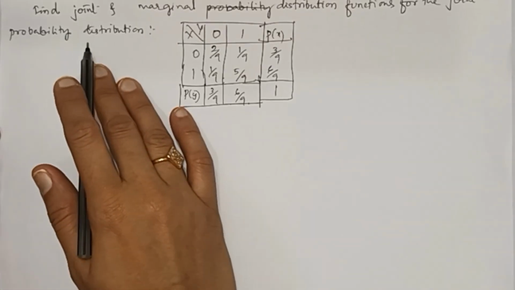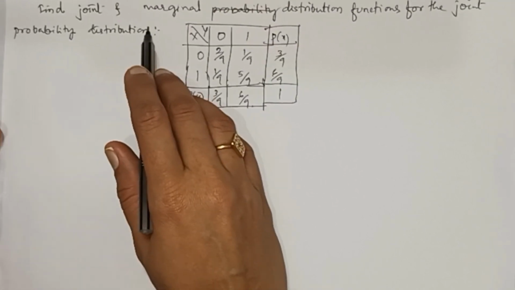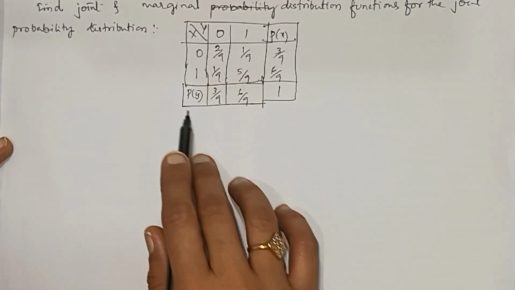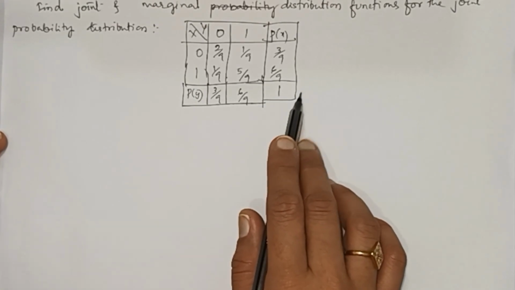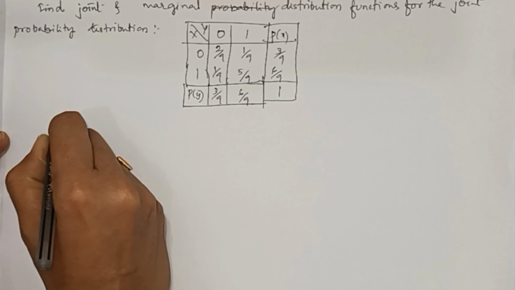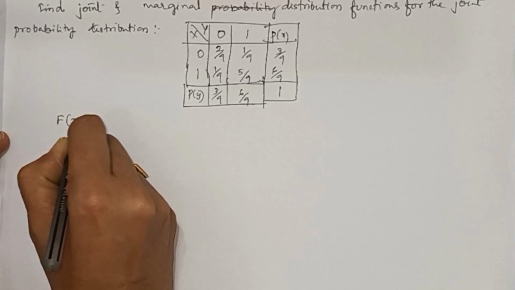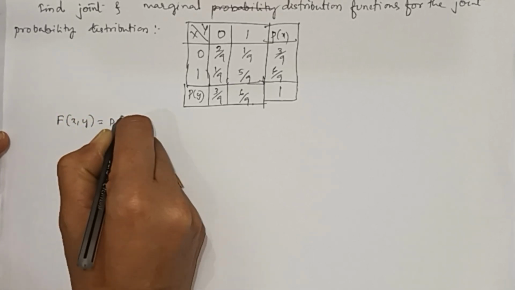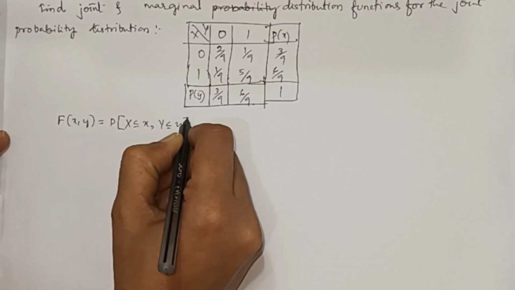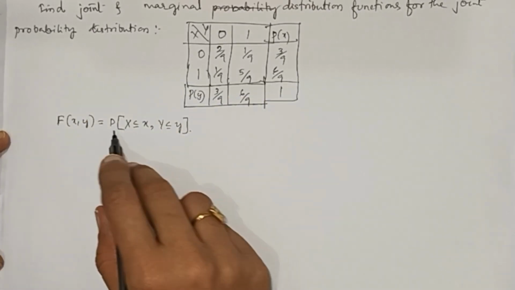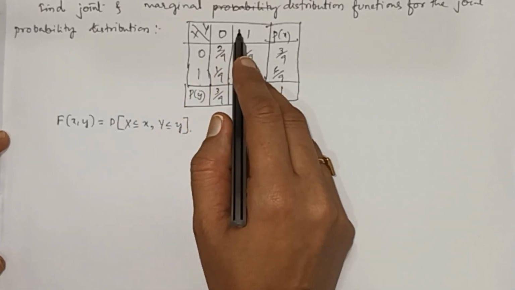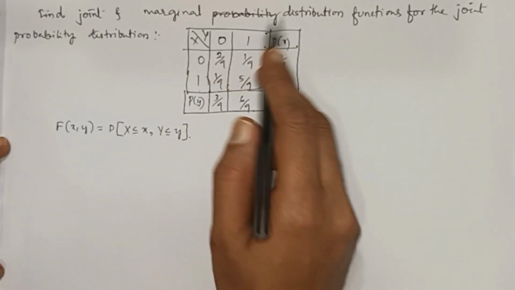See, here is a problem. Find joint and marginal distribution functions for the joint probability distribution. This is given here. So first we need the joint distribution function, which is denoted as F of x comma y, equal to P of X less than or equal to x, Y less than or equal to y. Let us find out for all values of x and y. X takes values 0, 1, Y takes values 0, 1.